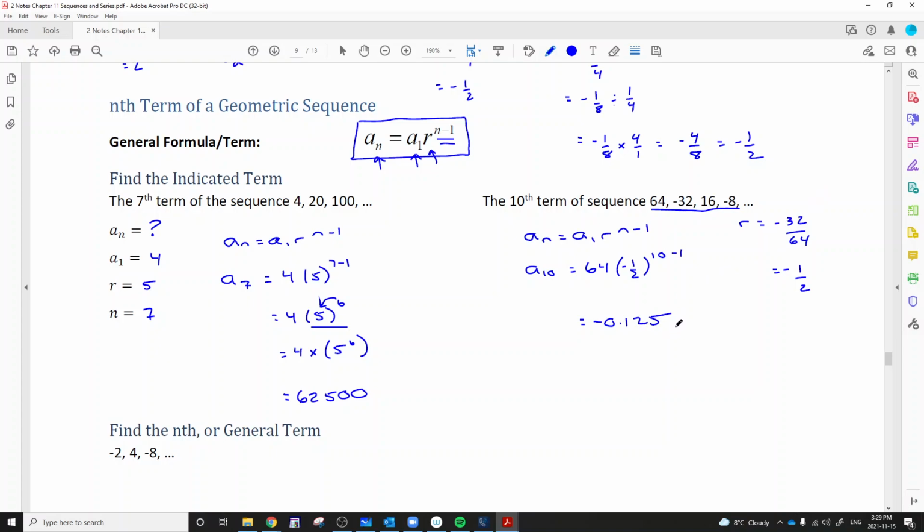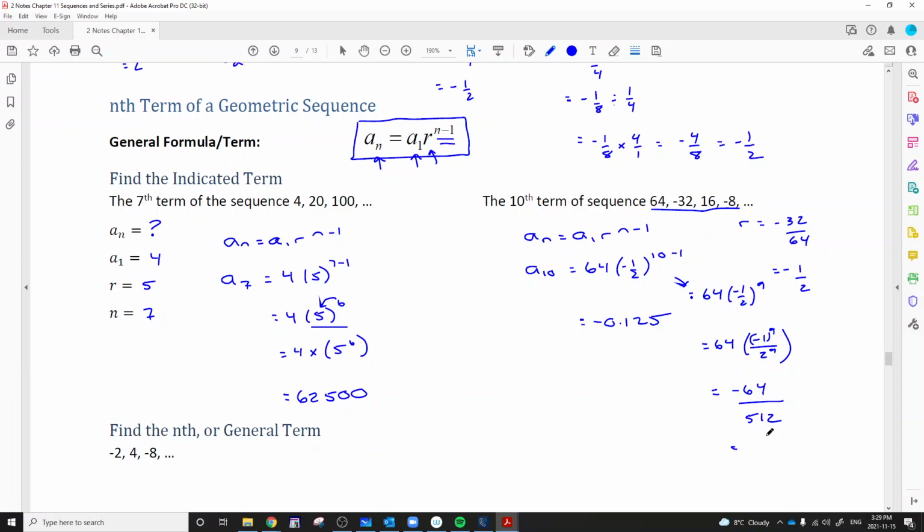If I wanted to get a fractional answer, you could change this into a fraction, or you could go back here and do 64 times -1/2 to the 9, which means I'm going to do 64 times -1 to the 9 over 2 to the 9. So then -1 to the 9 is negative, so I get -64 over 2 to the 9, which is 512, and then I can reduce. So 2 goes into both, and you just keep going until you get to the lowest terms.